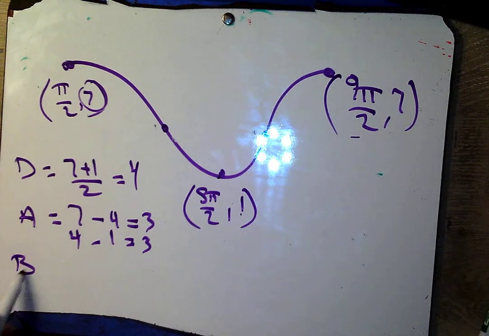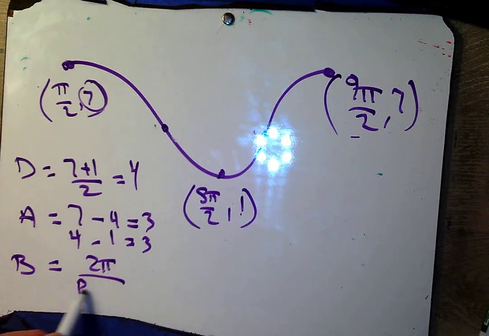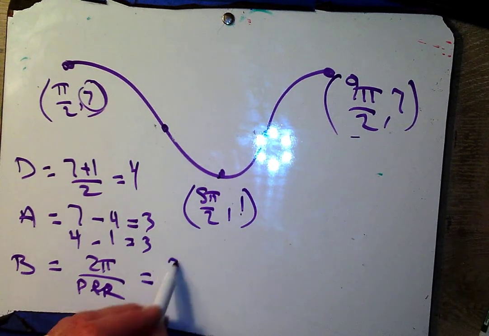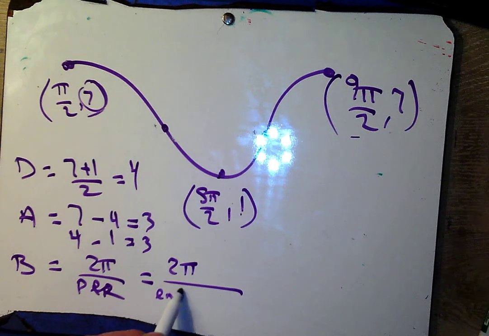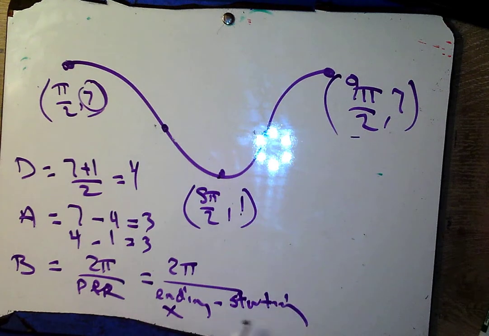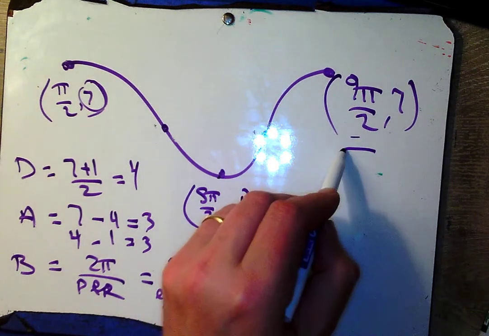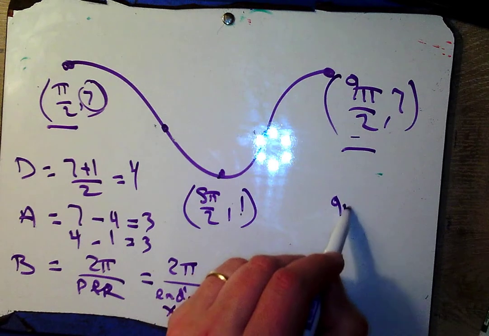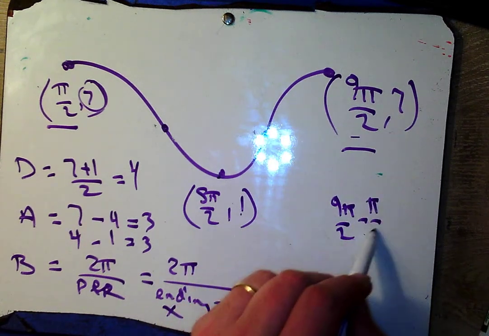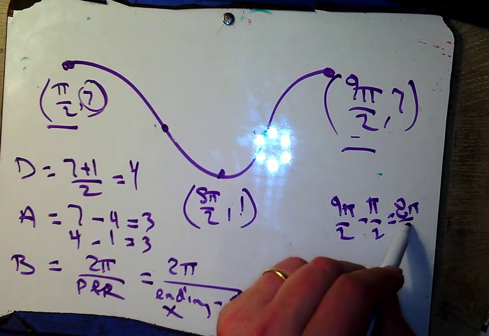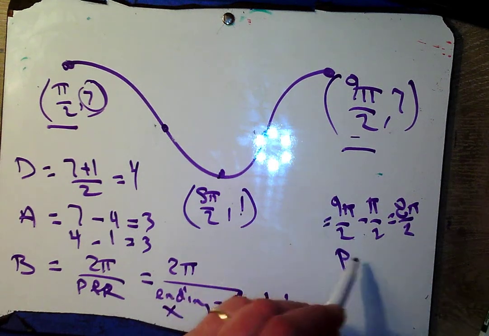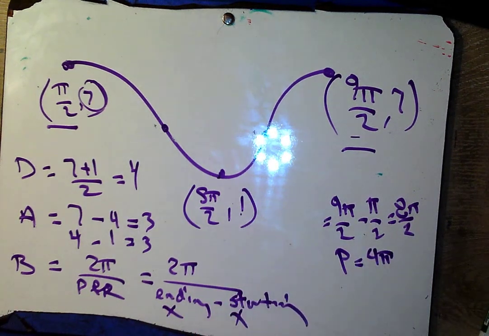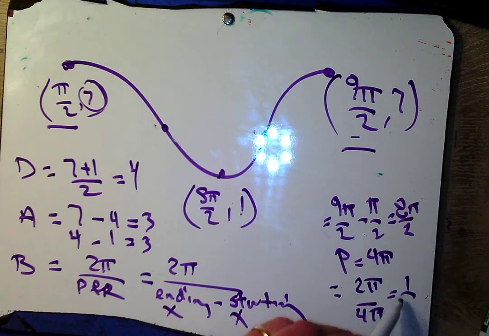My a value is my high y minus my d, or it could be d minus my low y. Good. B, well, that's 2 pi over the period. And remember, we said period was ending x minus starting x. Well, there's my ending x. There's my starting x. 9 pi over 2 minus 1 pi over 2 is going to be 8 pi over 2, or 4 pi. Cool. So that's going to be 2 pi over 4 pi, or 1/2.